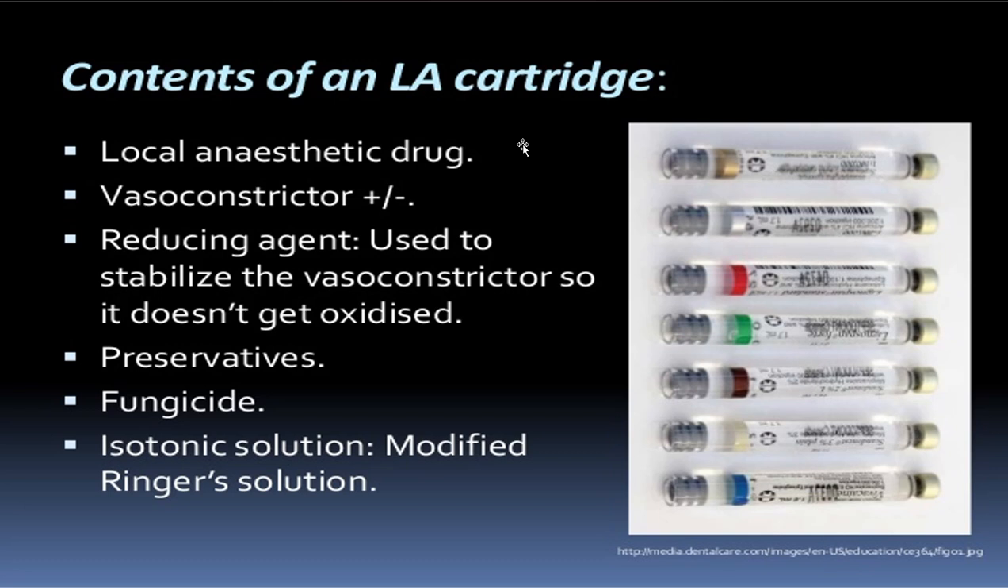Now, the contents of the local anesthesia itself. The contents contain the local anesthetic drug. Now, some local anesthesia have vasoconstrictor with them. Now, the vasoconstrictor is placed for four main reasons.